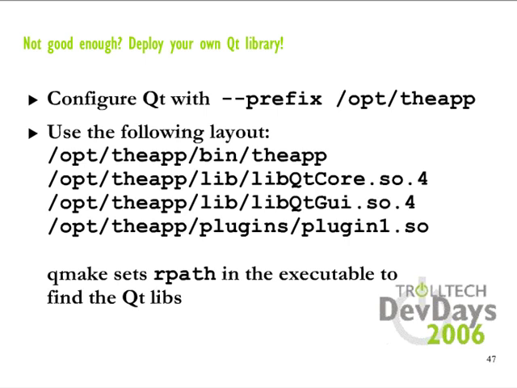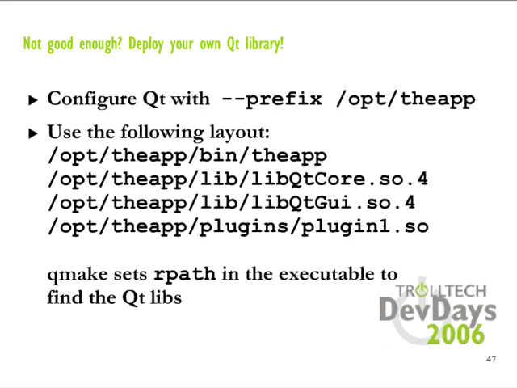You configure Qt with --prefix /opt/app, and you use the following layout. You install /opt/app in your application, then /opt/app/lib is your library, core, and GUI, and /opt/app/plugins contains all your plugins.